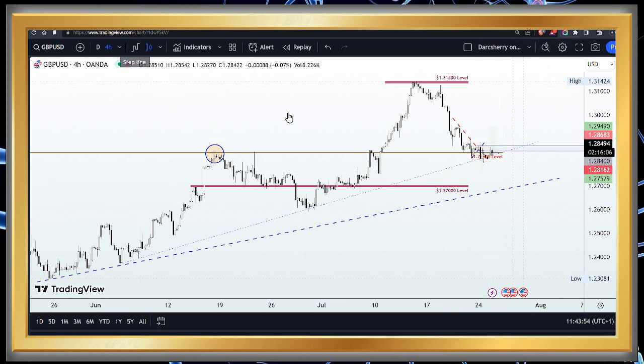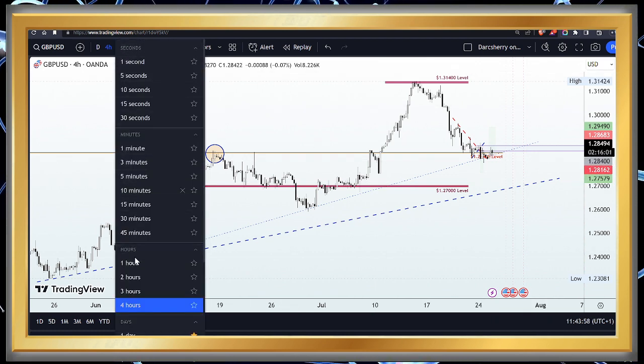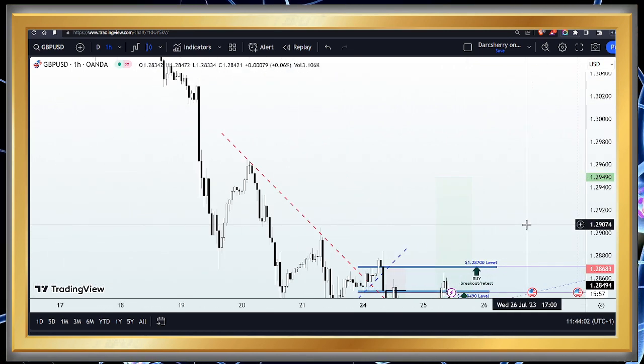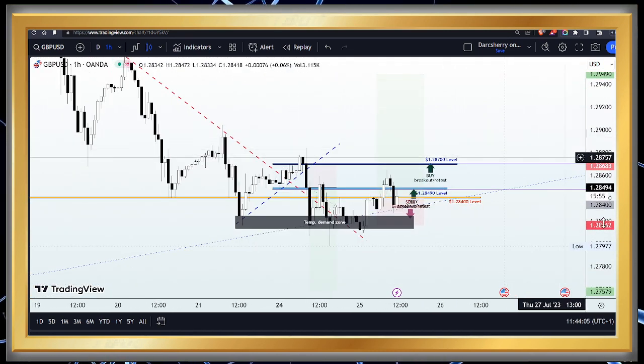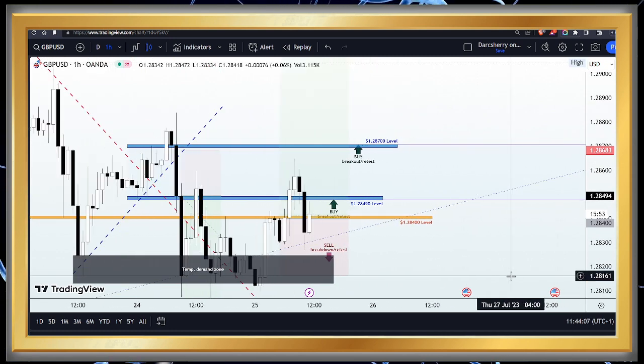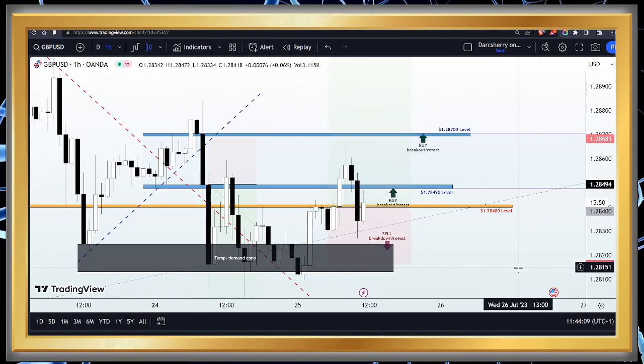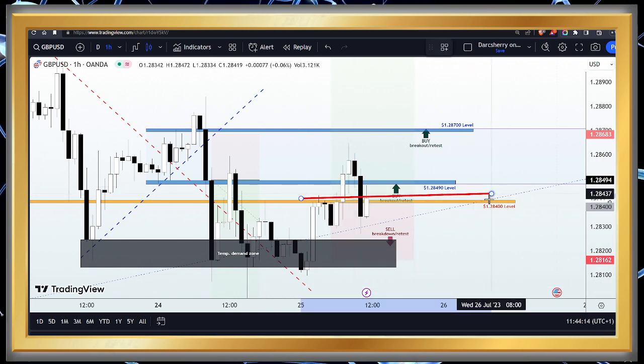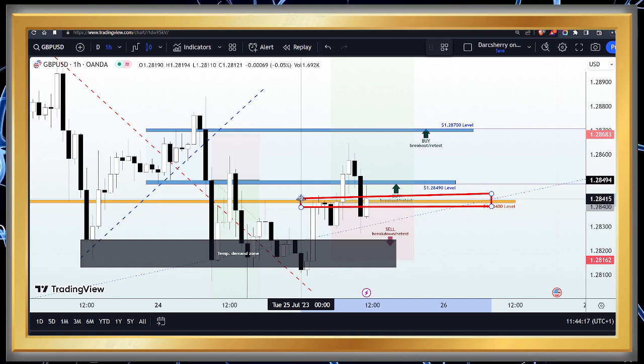And with this information we have here, let's scale back down into the 1 hour time frame. So by now you would understand the importance of the current structure we are in right now with that holistic perspective. So going back into the 1 hour time frame, I want to be looking out for buying opportunities as long as price remains above this key level at the 1.284.